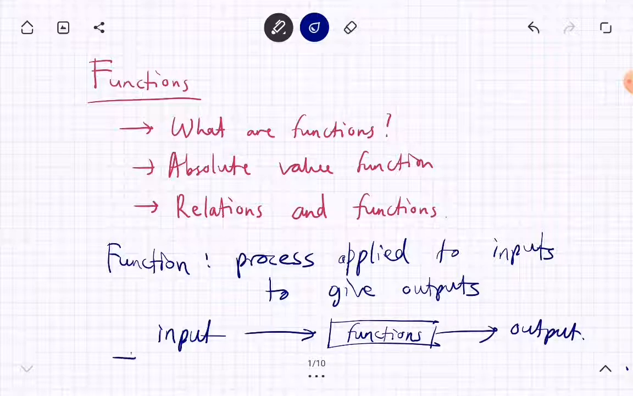This input is sometimes also called the object. I think this is a better name, and we are going to stick to this name more often. The output is either called the image, or we also call it the value of the function at some input. So if the input is, say, a number x, then we call the output the value of the function at x.